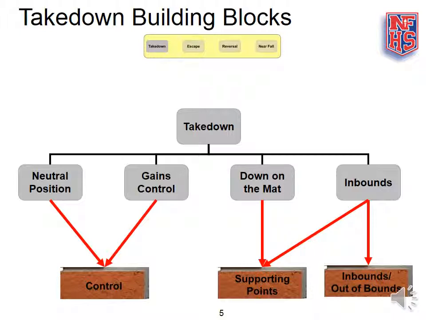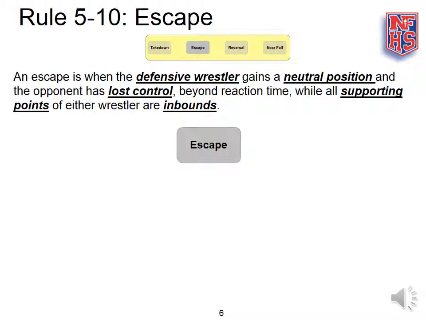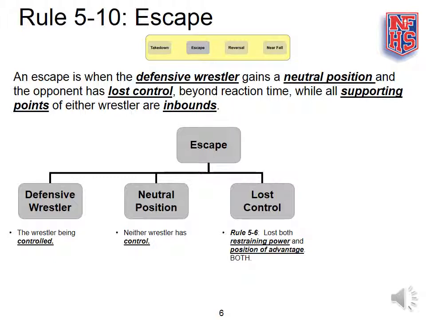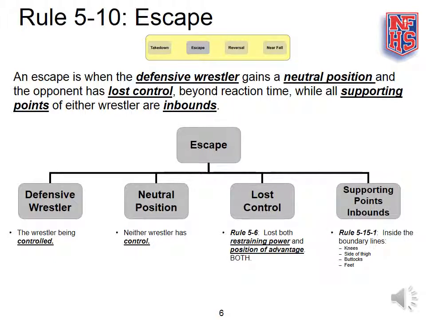Now let's look at the escape. Rule 5-10 defines the escape. An escape is when the defensive wrestler gains a neutral position and the opponent has lost control beyond reaction time while all supporting points of either wrestler are in bounds.